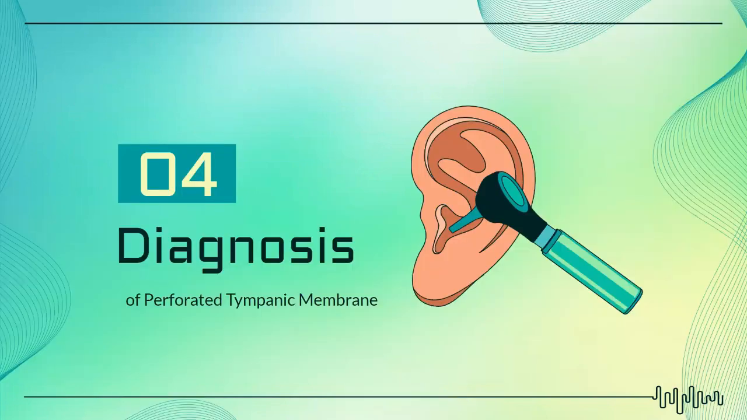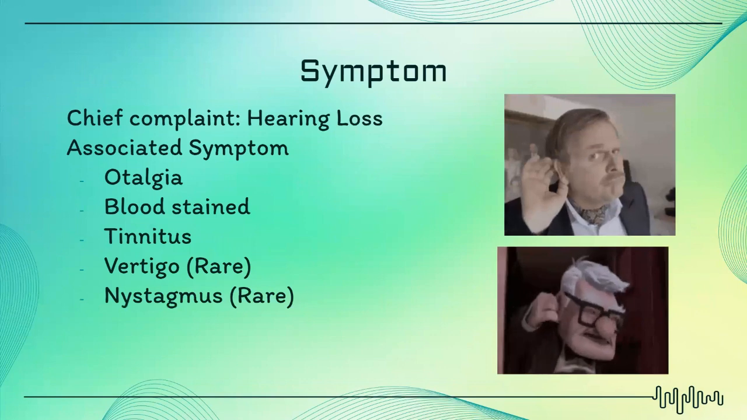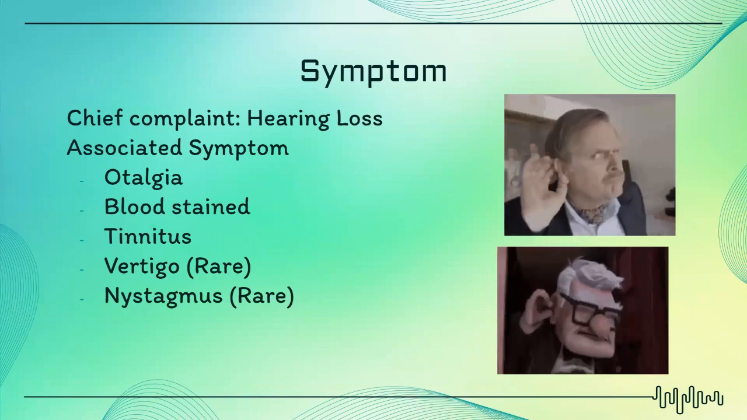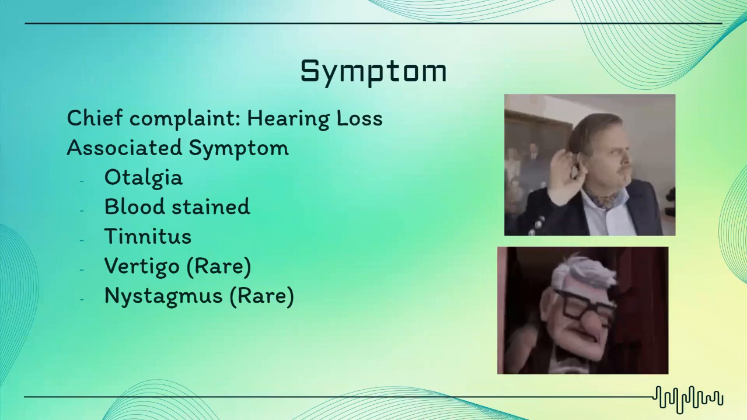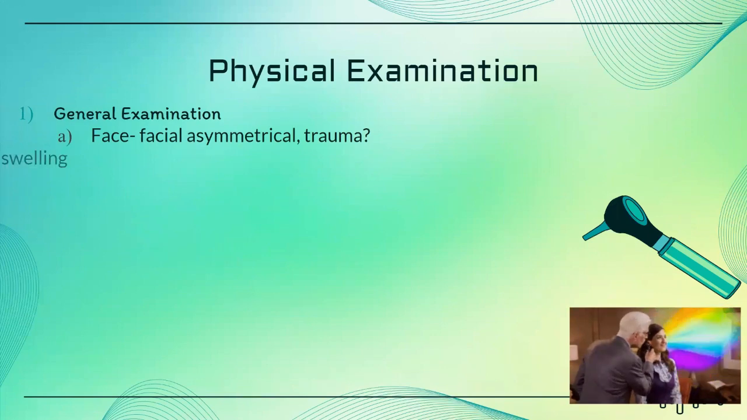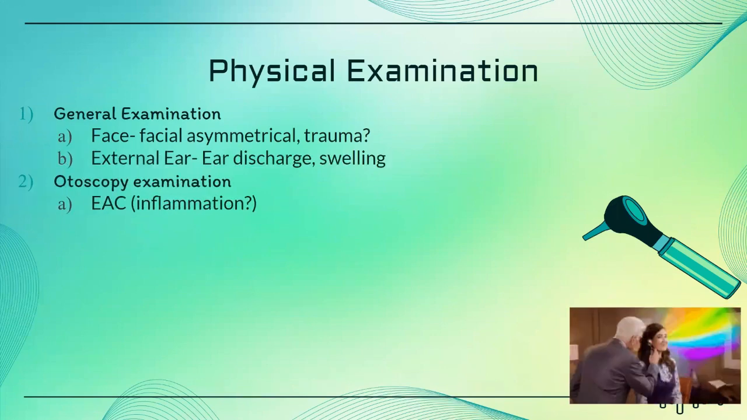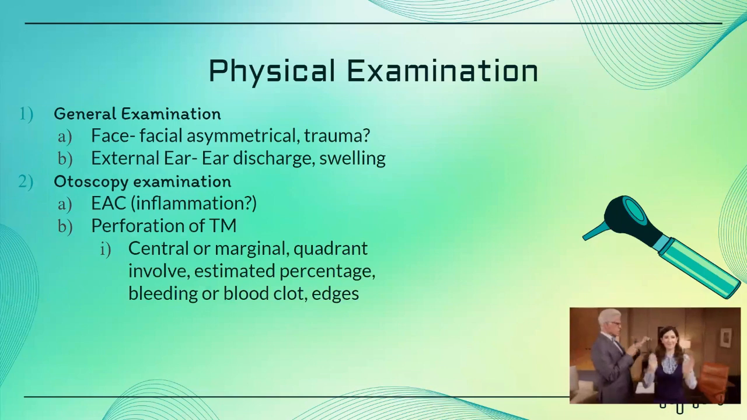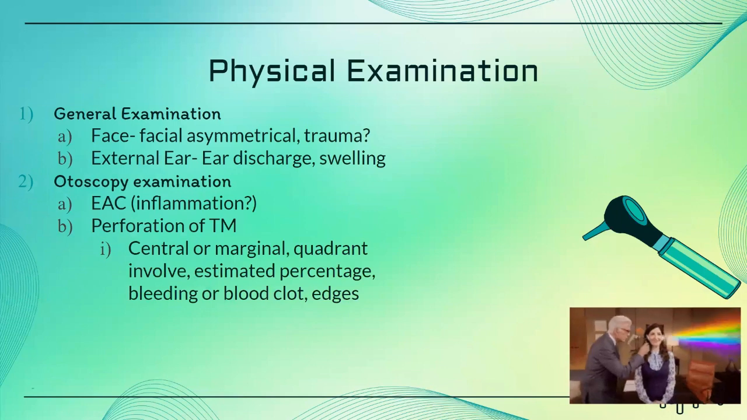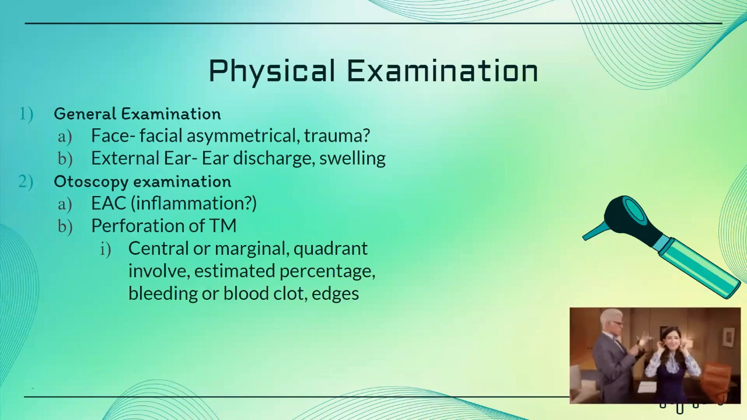To diagnose a perforated tympanic membrane, it is a clinical diagnosis. From the history, the chief complaint would be hearing loss or ear pain after the trauma. It may be associated with blood stain, tinnitus, and rarely the patient will complain of vertigo and nystagmus. For the physical examination, first we do the general examination. From the face, we look for any facial asymmetry or sign of trauma, and from the external ear, we assess for any ear discharge or swelling.